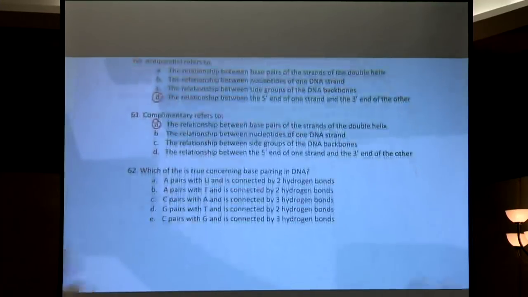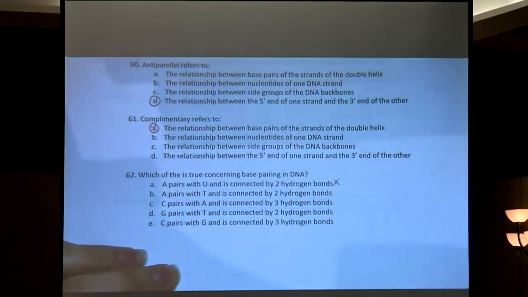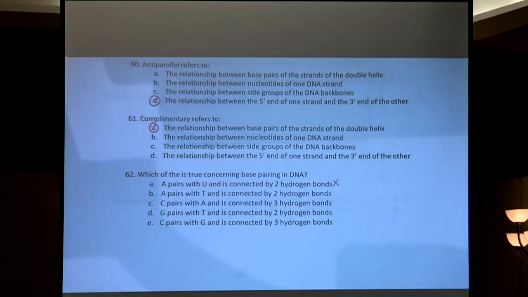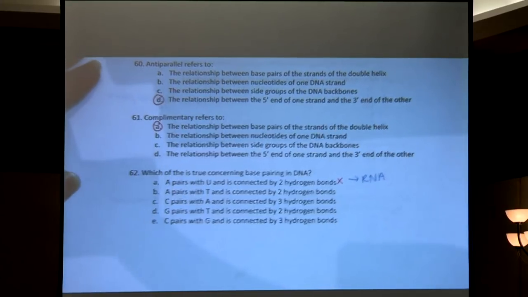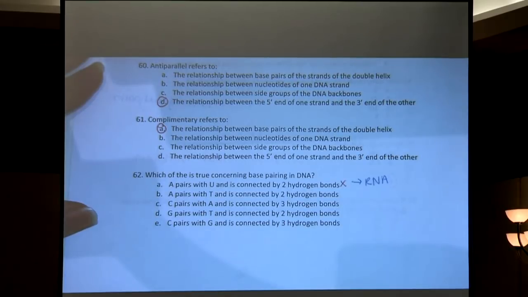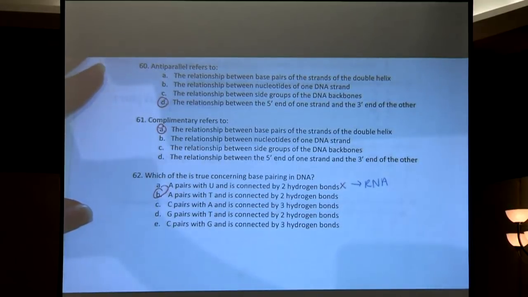So in that aspect, which of the following is true concerning base pairing in DNA? So does A pair with U and is it connected by 2 hydrogen bonds? What do we think? Good. So this is not true. What structure would it have to be for A to pair with U? Good. So this would have to be for RNA. Does A pair with T and is it connected by 2 hydrogen bonds? Good. That one is true.